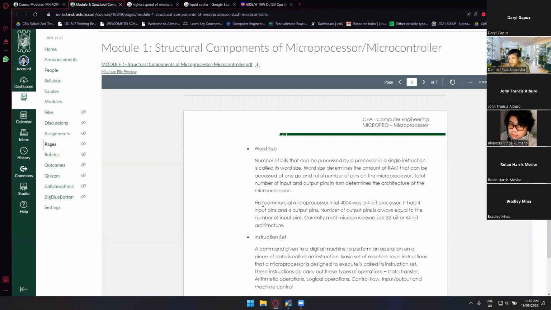So the first commercial microprocessor, Intel 4004, was a 4-bit processor. I think this is the oldest official microprocessor that we had. It had 4 inputs and 4 outputs, and the number of output pins is always equal to the number of input pins. So if we have 4 inputs, of course it will have 4 outputs also. Currently, most microprocessors use 32-bit or 64-bit architecture, until now, I guess.